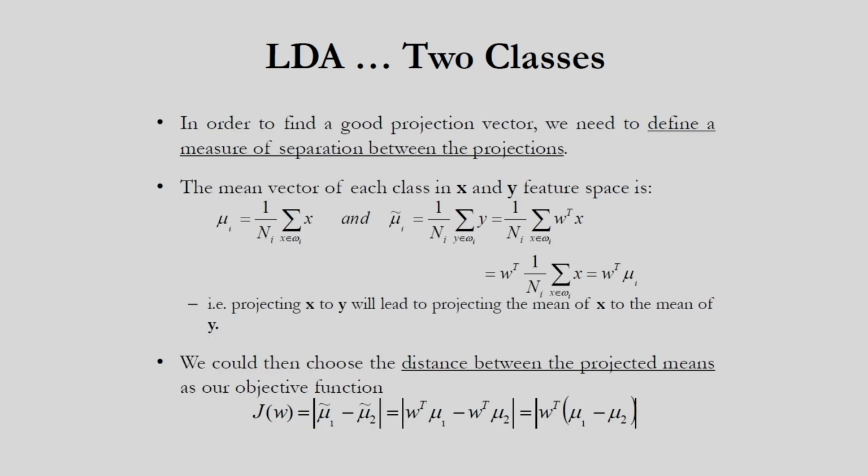In order to find a good projection vector, we need to define a measure of separation between the projections, because the projection is nothing but y, that is nothing but W transpose dot x.